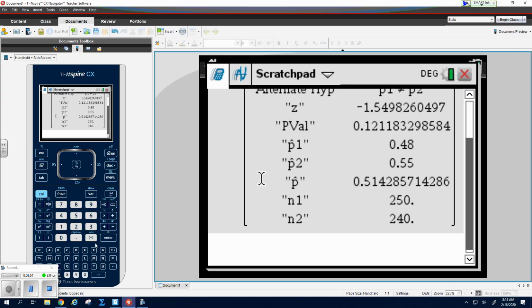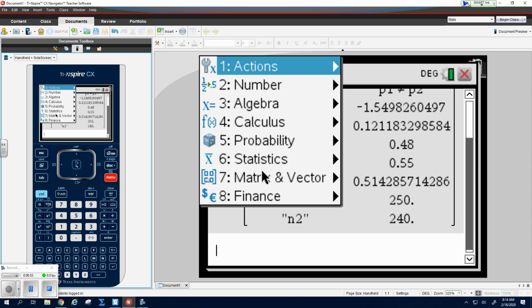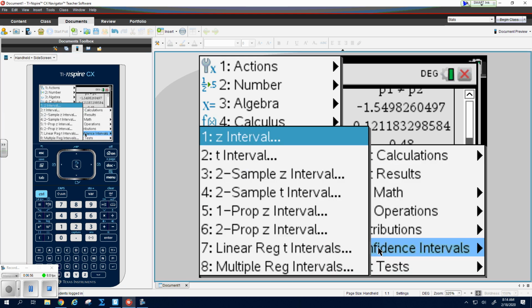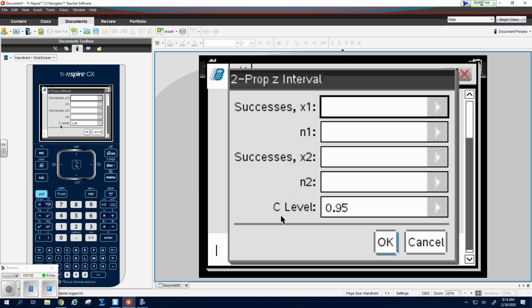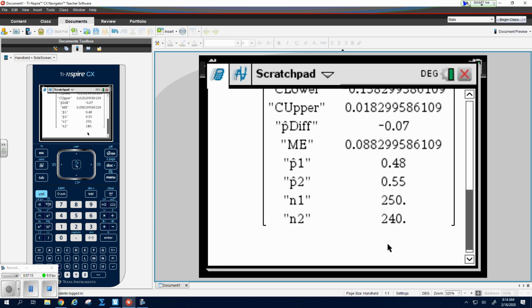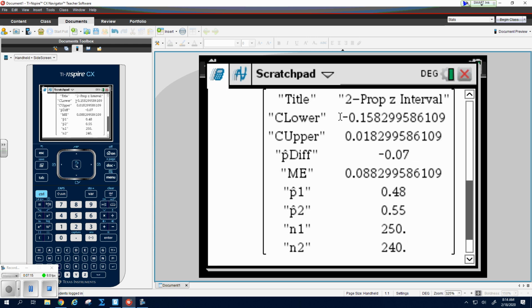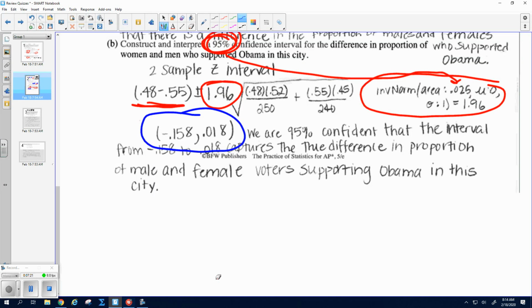Okay, we can get this on our calculator as well. So if you go to menu, statistics, and this time go to confidence intervals, again, proportions, 2 proportion Z interval, and we can plug in the same thing, 120 out of 250 and 132 out of 240, and we are doing a 95% confidence interval. And we've got our answer here, and that's all we need. Okay, and then interpret it. We are 95% confident that the interval from negative 0.158 to positive 0.018 captures the true difference in proportion of male and female voters supporting Obama in the city.